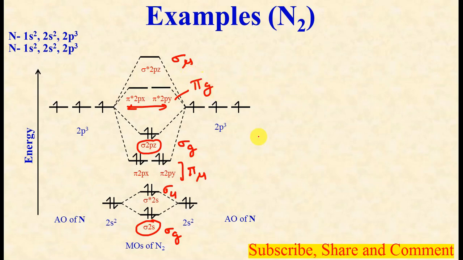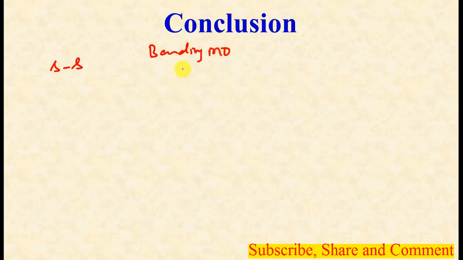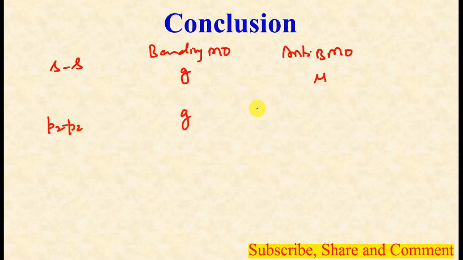So to conclude, if we have ss overlap, the bonding molecular orbital will be given sign g, and the anti-bonding molecular orbital will be given sign u. For pz overlap, again the bonding molecular orbital will be given sign g, and anti-bonding will be given sign u. For px type of overlapping, if we are having bonding molecular orbitals, the sign will be u, and g will be for the anti-bonding molecular orbital.